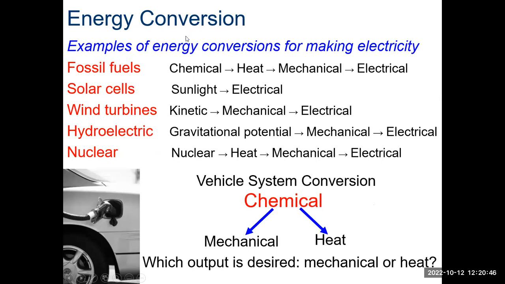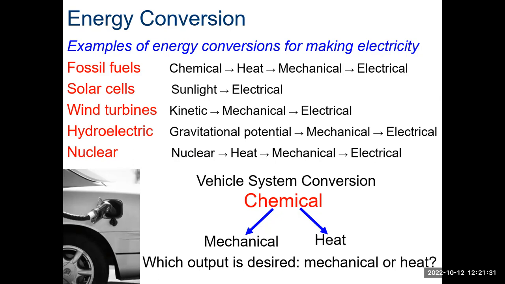So again, energy conversion. All right, so take a look at these examples. We have fossil fuels, which is chemical energy that is converted to heat energy that is converted to mechanical energy, so we can use it as electrical energy, okay? We have solar cells, all right? That is sunlight that is converted into electrical energy, which we use all the time. And then we have wind turbines, which is kinetic energy that is transferred into mechanical energy. And that mechanical energy turns a turbine, which is converted into electrical energy.